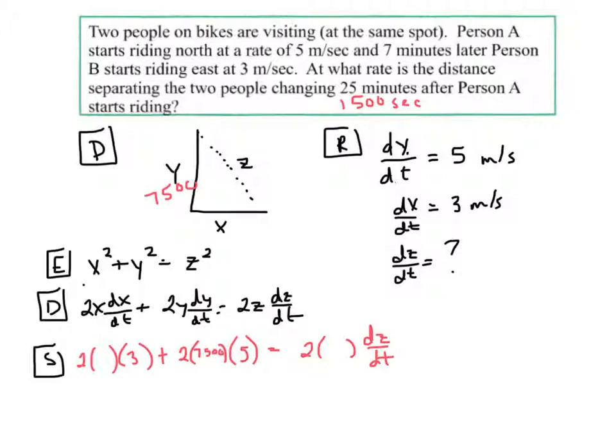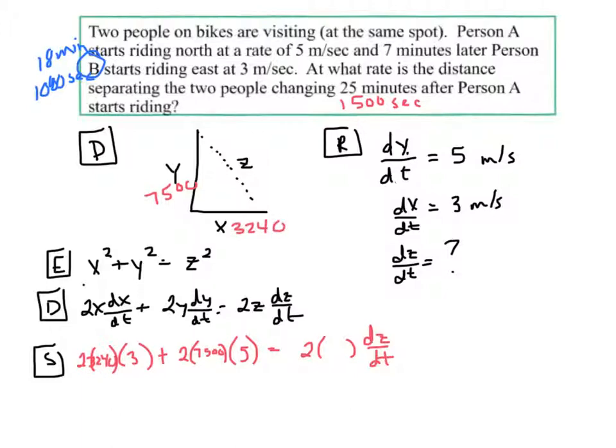Well, you'll notice that person B has only been going for 18 minutes. Okay? They've only been going 18 minutes because they started 7 minutes after person A. So 18 minutes times 60, this is 1,080 seconds that they've been riding. So multiply that by 3, because they've been going 3 meters every second, and that's 3,240.